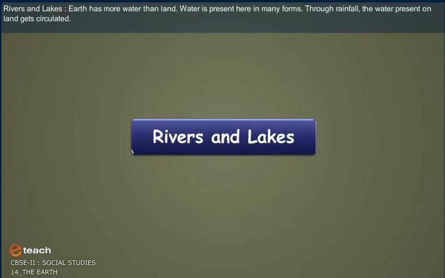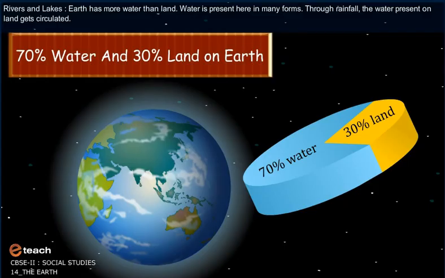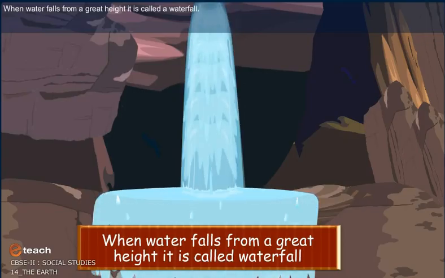Rivers and lakes. Earth has more water than land. Water is present here in many forms. Through rainfall, the water present on the land gets circulated. When water falls from a great height, it is called a waterfall.